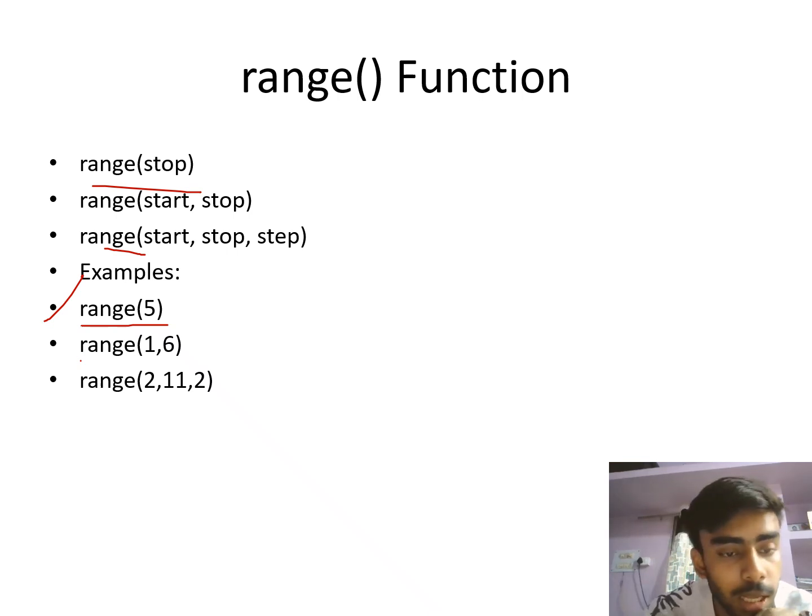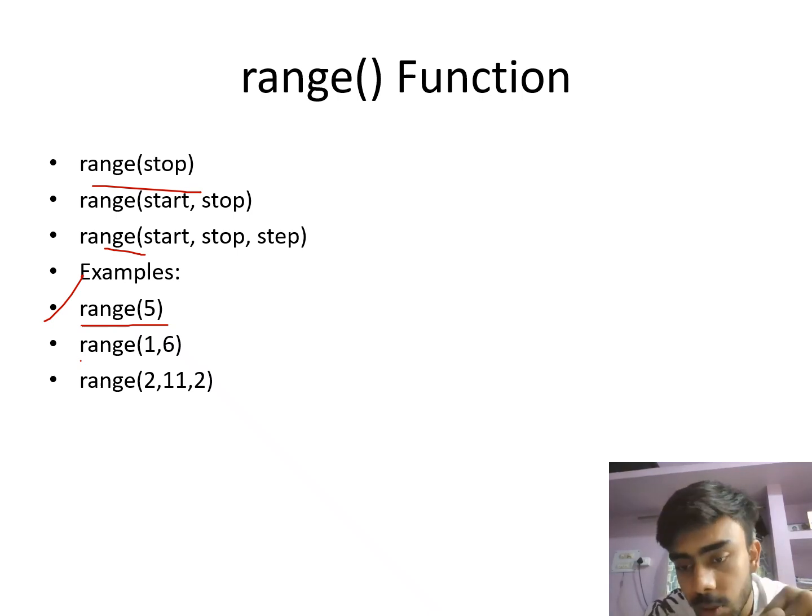So remember this. And in range, here 2, 11 and 2. What does it mean? It means it starts from 2, it stops at 11, and between this, it will follow a step of 2. First it will print 2, then 4, then 6, then 8, then 10, not 11. So remember this one. Now come to the next part.